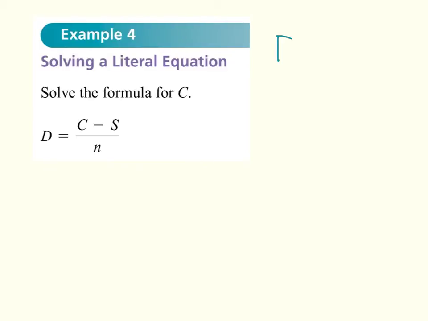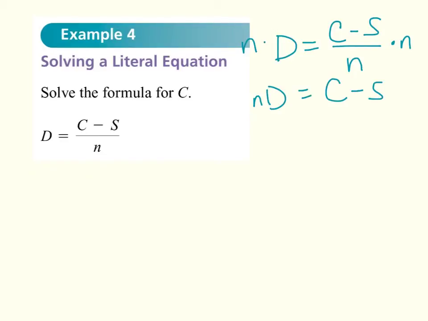It'd help if I had a writing tool. D equals, there it is, C minus S all over N. Well, we've got to get rid of that big fraction. That C is in the numerator. We have to get rid of that denominator. So N times D equals C minus S. Finish off by adding S. N times D plus S is equal to C.